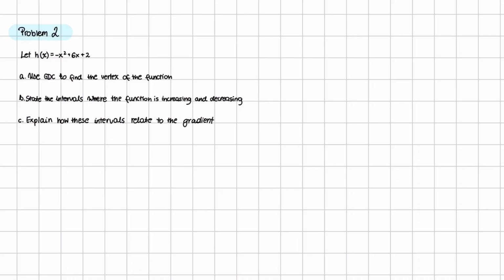Problem 2, let h be equal to negative x squared plus 6x plus 2. A, use GDC to find the vertex of the function. So basically all we need to do is to type our function into GDC and then just choose G-Solve and then maximum or minimum point.